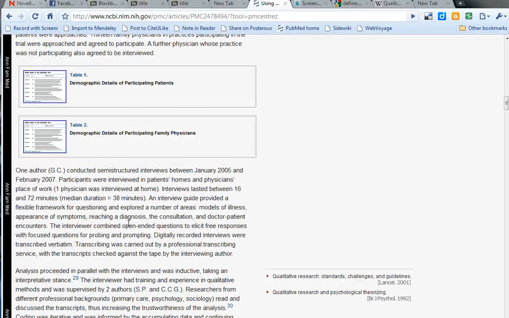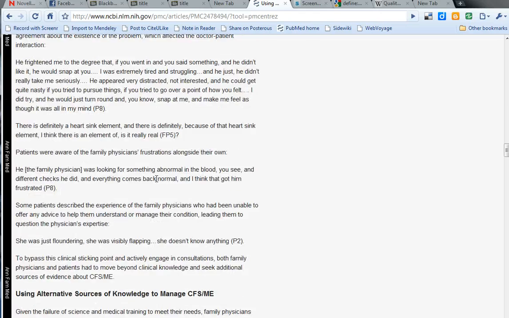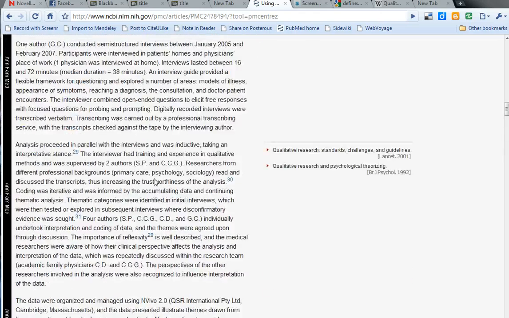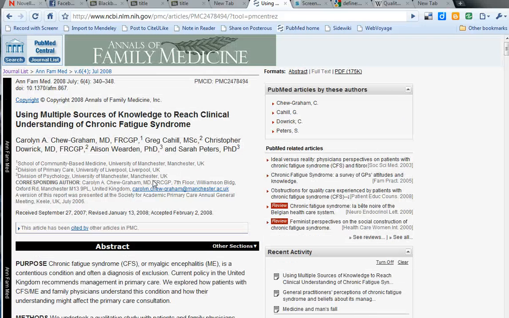So they were not collecting quantitative data, they weren't doing a survey, they were actually doing interviews, and then they were trying to see what kind of themes would emerge. So they scanned down and looked at their results. They're presented as 2 key themes: understanding chronic fatigue syndrome and accessing alternative sources of evidence. So that is what we mean by qualitative research.